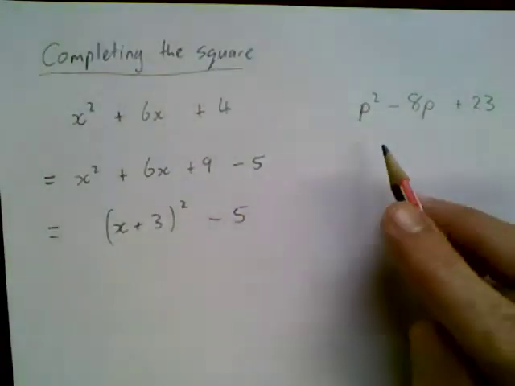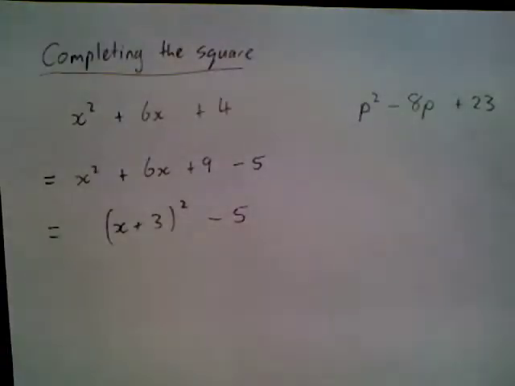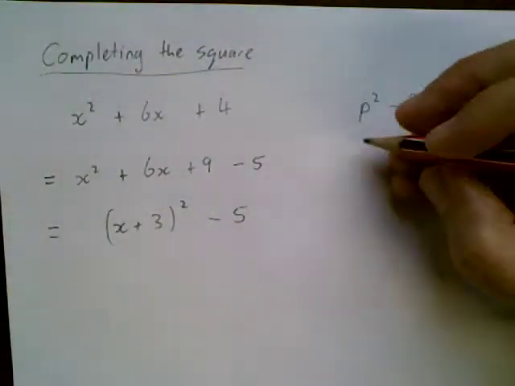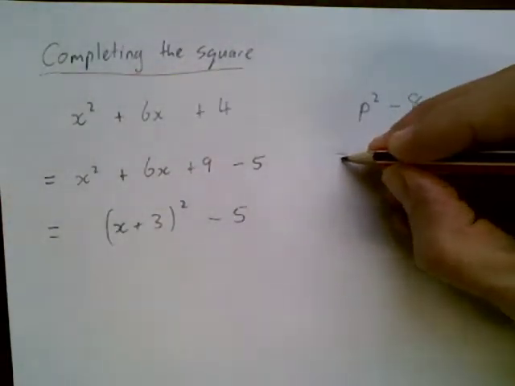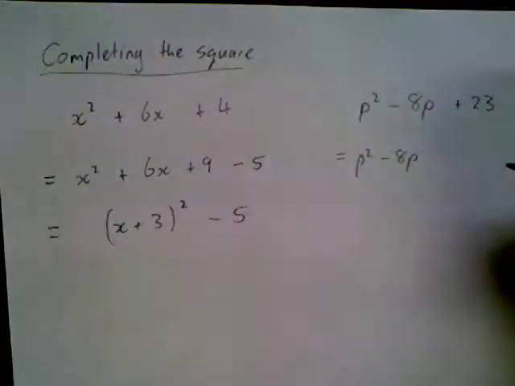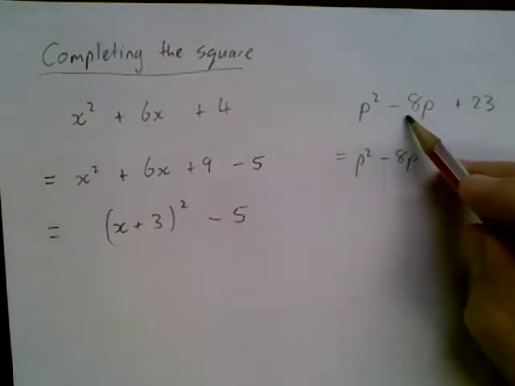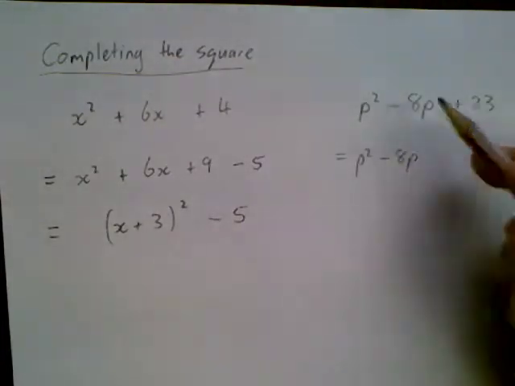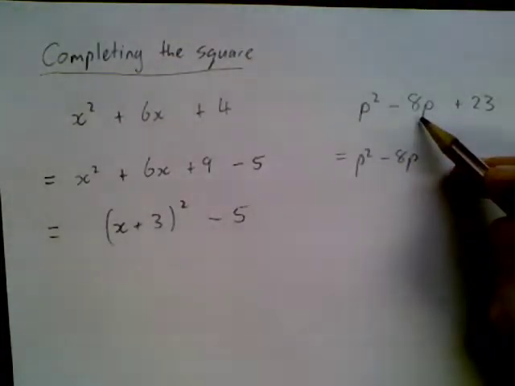Okay, let's look at the second one here. We've got p squared take 8p plus 23. We're going to use a similar method. Start off by saying that our expression is p squared. Keep the first two terms the same. And then to get our third term, we take our coefficient of negative 8, divide it by 2 to give negative 4, and square that.